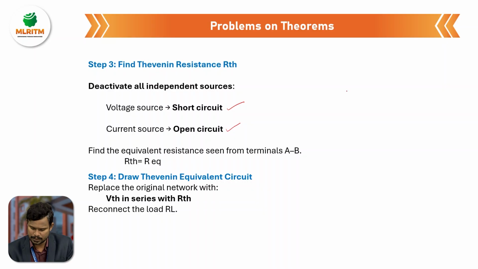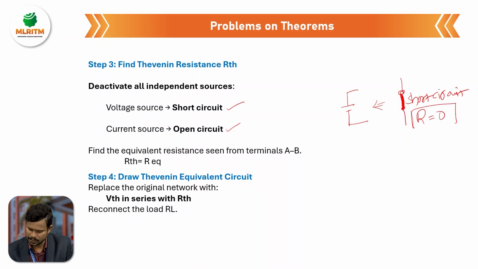For example, if the circuit consists of a voltage source, when we are calculating the Thevenin's equivalent resistance, this source is replaced with a short circuit. That means its internal resistance is R equal to 0. The internal resistance of a voltage source is R equal to 0, and 0 means by itself it is a short circuit.